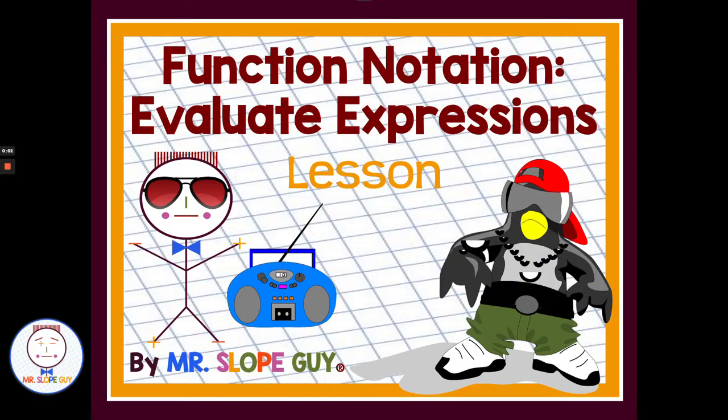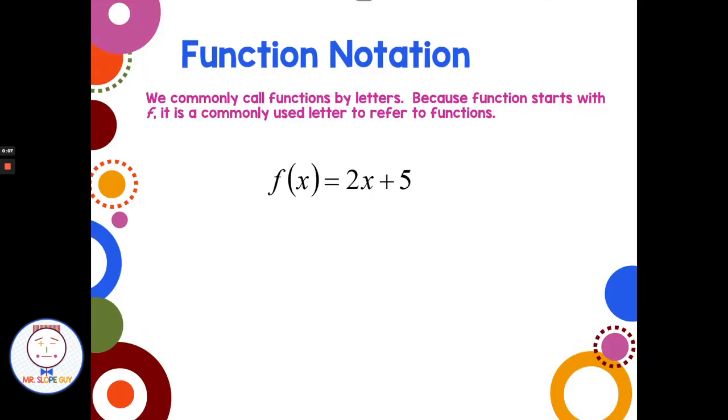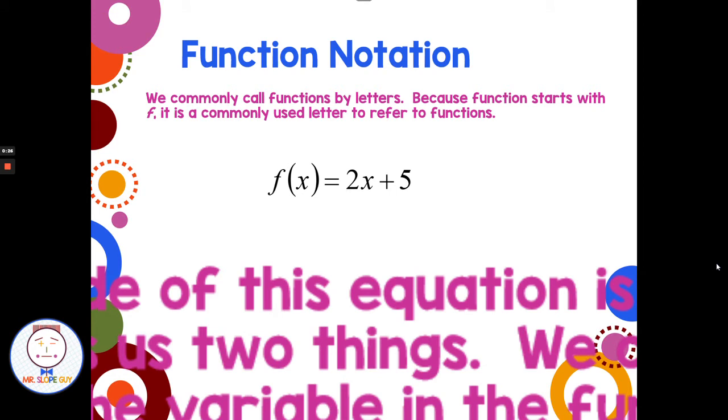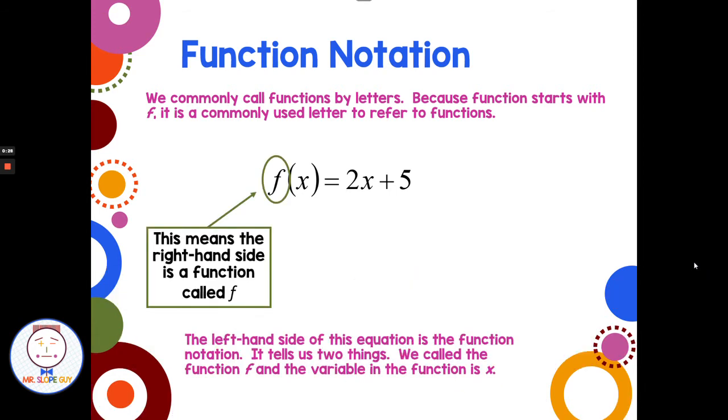Function notation, evaluating expressions. So what is function notation? We commonly call functions by letters because function starts with F. It's a common letter to be used to refer to functions. This part on the left side looks like we have something to solve there, but it really isn't. This is a method of writing substitution. So instead of numbering expressions, we letter expressions.